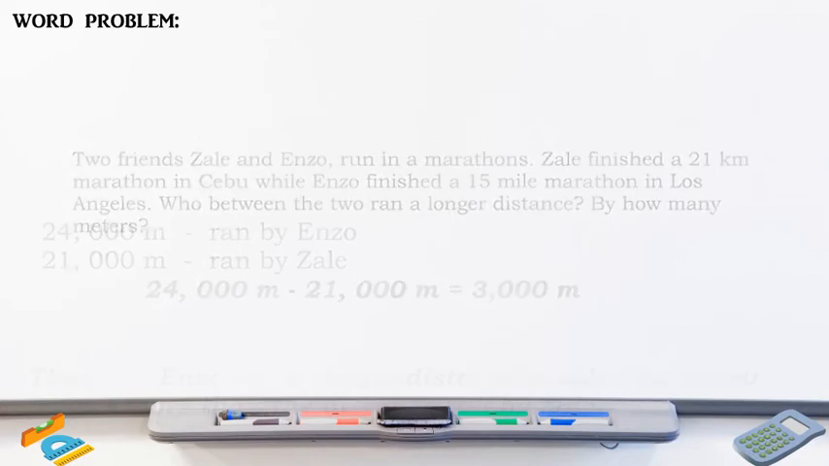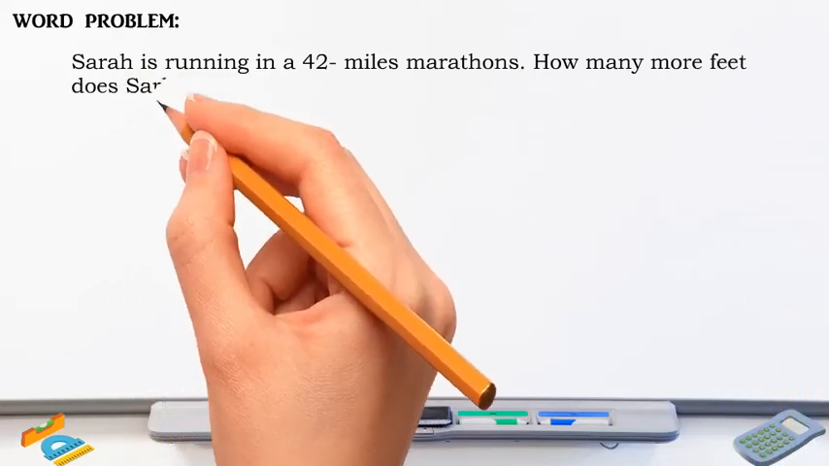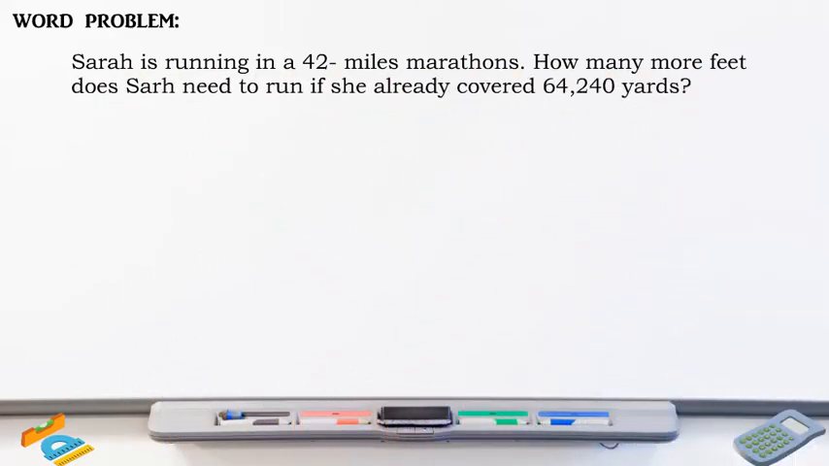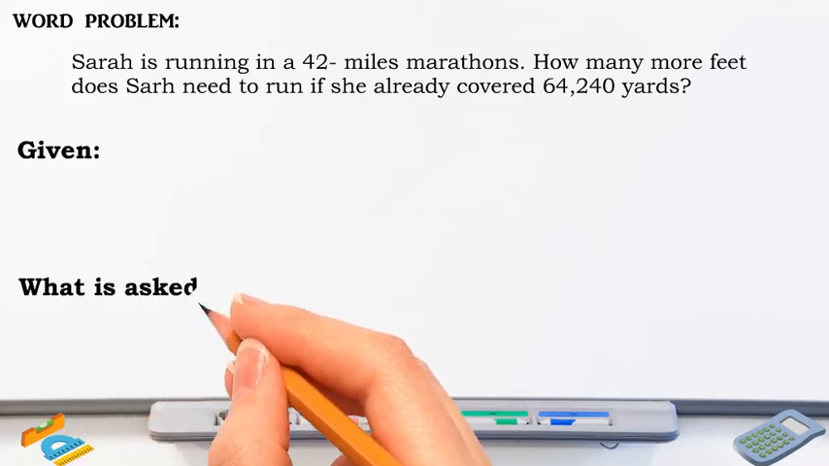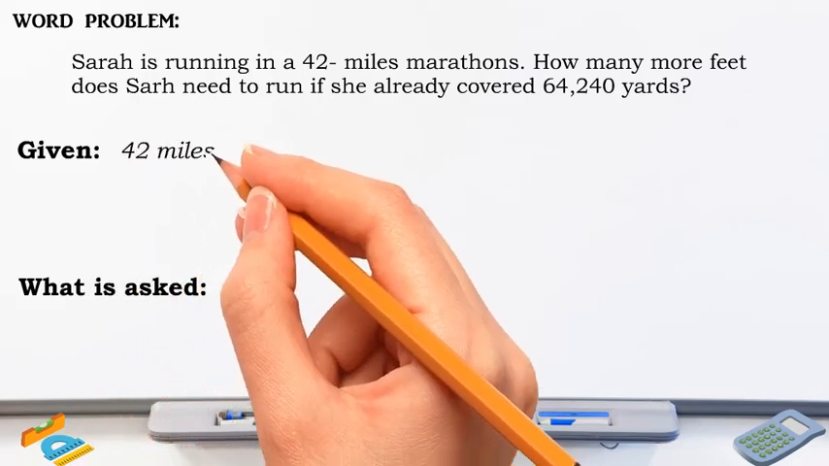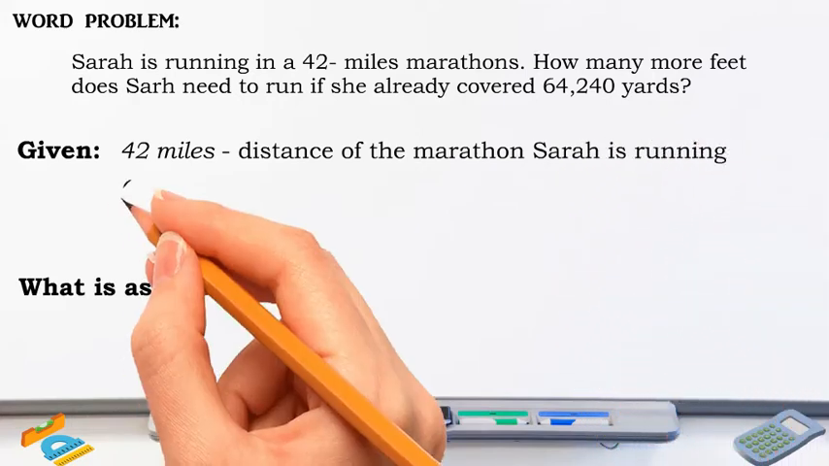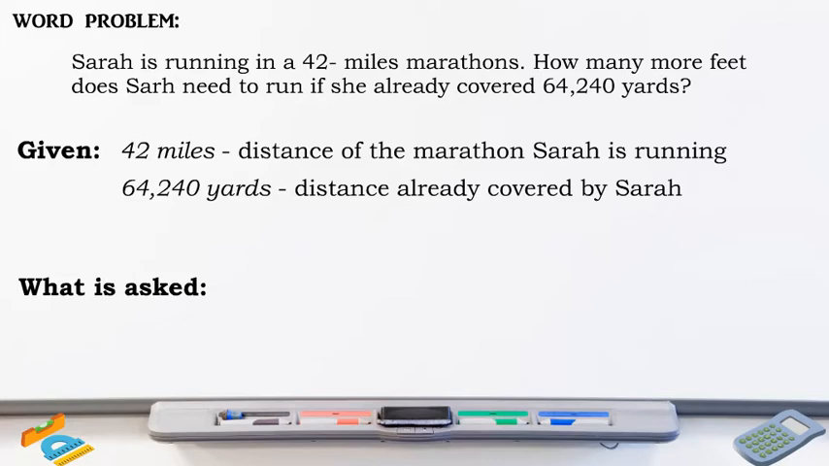Let's have another example. Sarah is running in a 42-mile marathon. How many more feet does Sarah need to run if she already covered 64,240 yards? Let's figure out first the given and what is asked in the problem. We have here 42 miles, which is the distance of the marathon Sarah is running, and 64,240 yards, which is the distance already covered by Sarah.